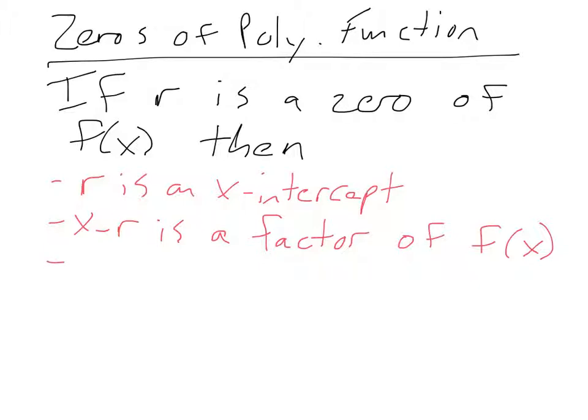And lastly, that also means it's the same thing as saying r is a solution of the equation f of x equals 0. It's a solution to that equation, which means that x minus r is a factor of f of x, which means that r is an x-intercept. All those things essentially are saying the same exact thing right there.